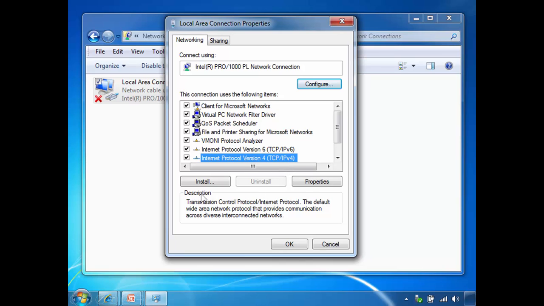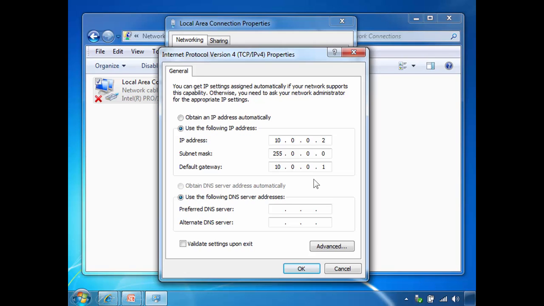TCP/IPv4. If we look at the description, we can see the Transmission Control Protocol/Internet Protocol is the default wide area network protocol that provides communication across diverse interconnected networks. If we look at the properties of TCP/IP, we can see this computer's IP address, which in this case is 10.0.0.2. An IP address is a number which is assigned to a computer, and we will talk about this later on in the course.